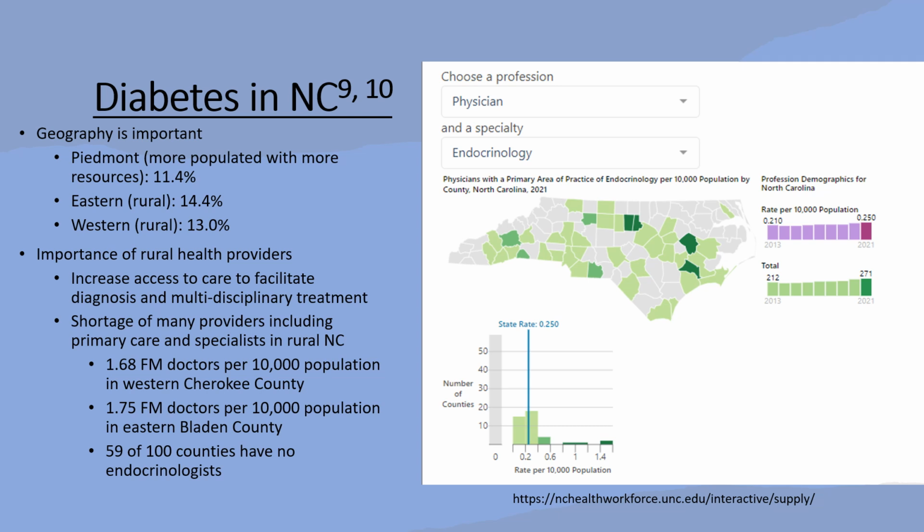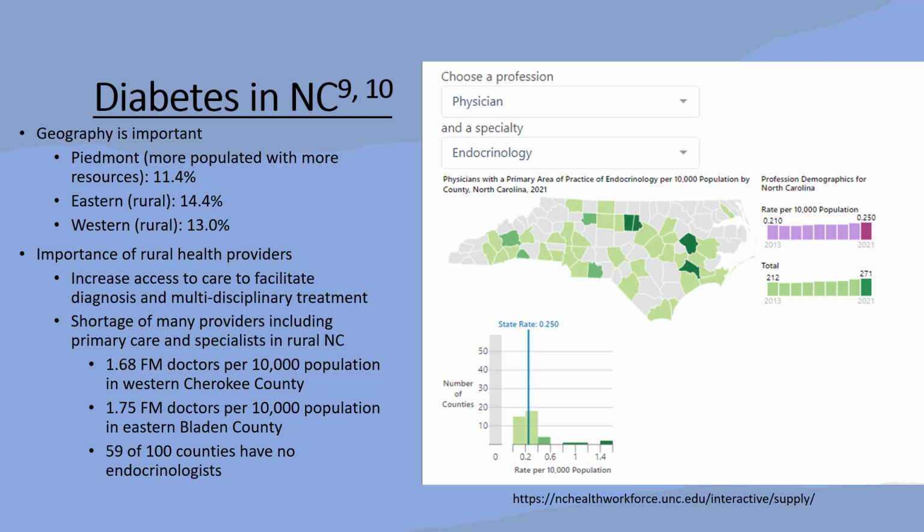This raises multiple issues and brings to the forefront many questions about why there are differences in different areas of the state. A couple of the issues are access to care, number of providers, allocation of resources, just to name a few. This also highlights the importance of rural health providers. North Carolina is lacking rural providers in many areas across our state. More providers are needed in order to increase access to care so that we can facilitate diagnosis and provide the much needed multidisciplinary treatment teams to help those with diabetes and other chronic conditions.